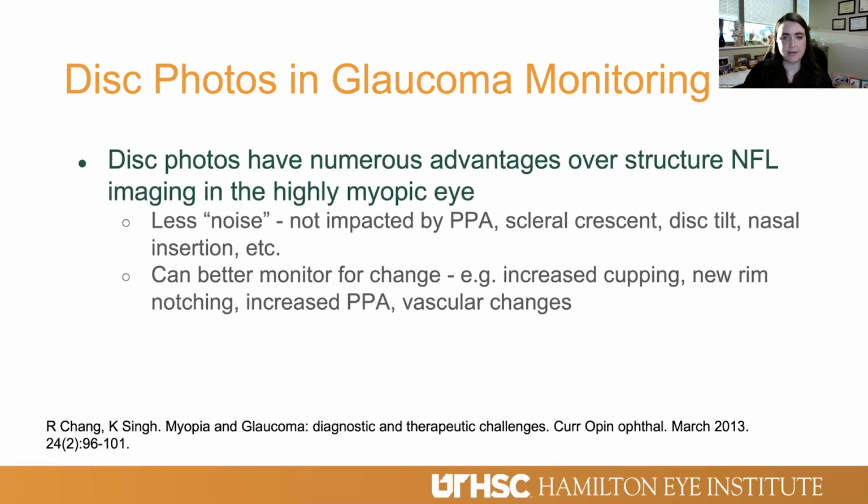So I think that you can perhaps better identify increased cupping, new rim notching, an increase in peripapillary atrophy, vascular changes, etc. Now, I mentioned this before, I do disc photos in all of my glaucoma patients annually, but I also do it if I find a new, say, disc hemorrhage or a new finding.